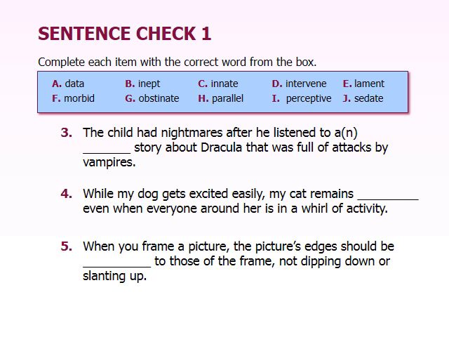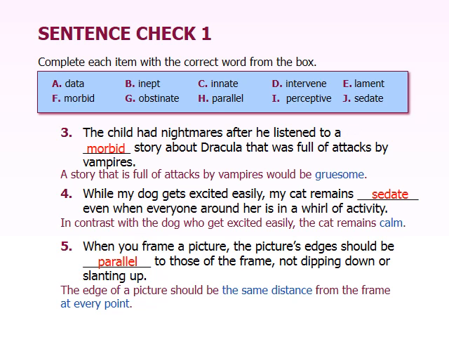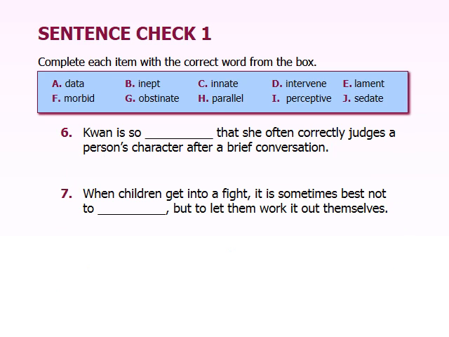So the first one is morbid, right? So this one about these attacks. The second one's going to be sedate. The cat's very calm. And the last one is parallel. Kwan is so blank that she often correctly judges a person's character after a brief conversation. So how would you describe a person who can just talk to someone for a very short amount of time and then understand what that person's character or personality is like?